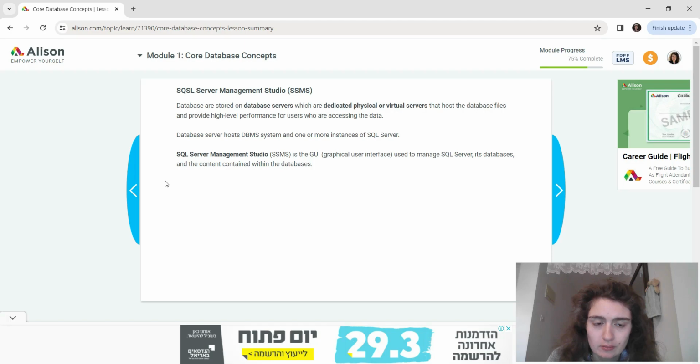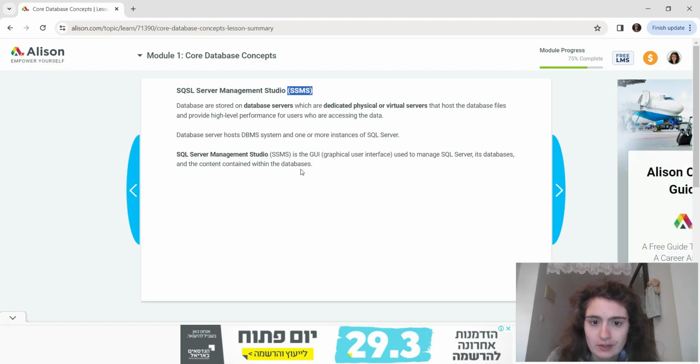So again, the software we'll be using is the SQL Server Management Studio, or SSMS for short. It's essentially the interface in which we can manage the server, the SQL server, the relational databases, and then the content contained within these databases.